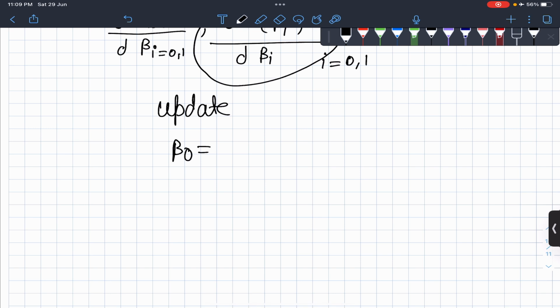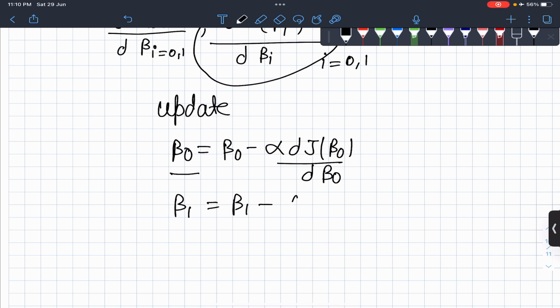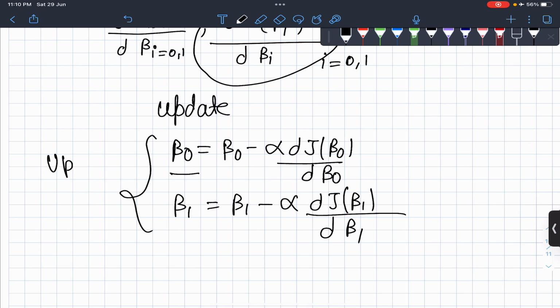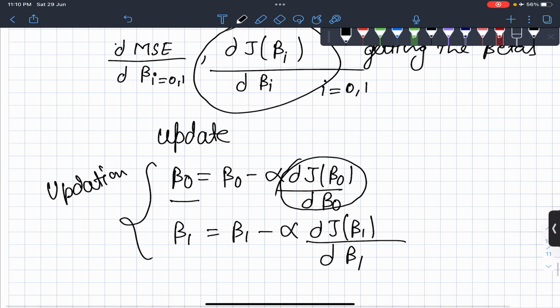We will use beta 0 before updating: beta 0 minus alpha. Alpha is nothing but the learning rate. In the example, how do we use alpha? This by this, we will update beta 0, and for beta 1 minus alpha times this, we will update beta 1. This is for updation. Now we have to understand what is happening behind this. This is for getting the betas and this is for updating the betas.